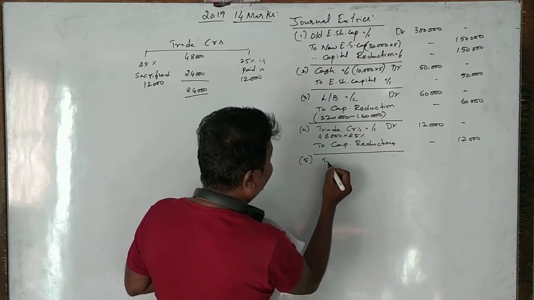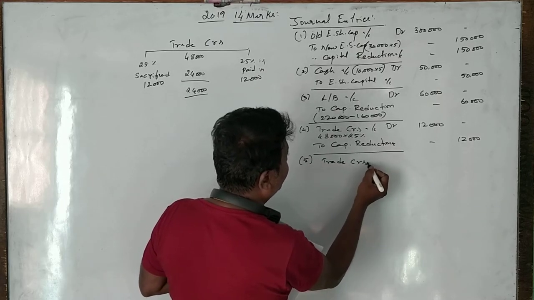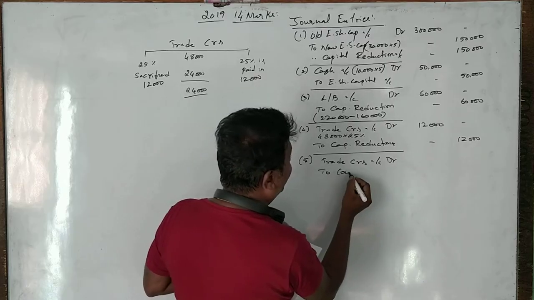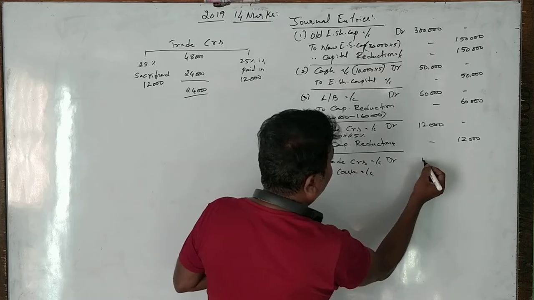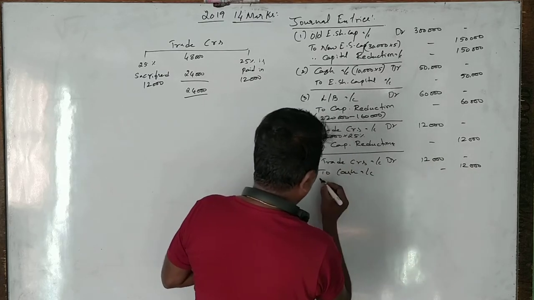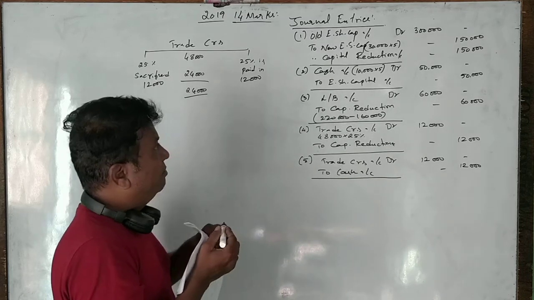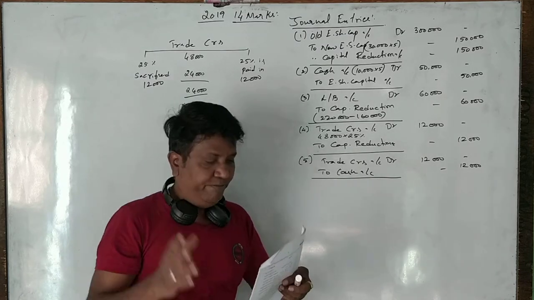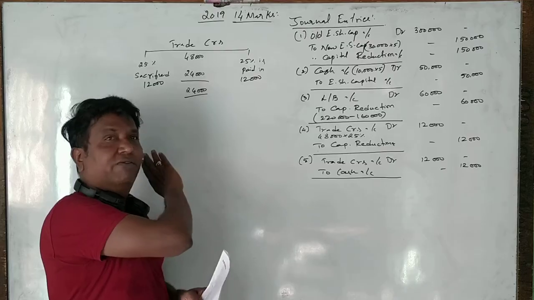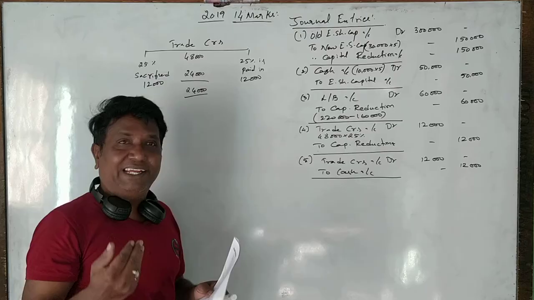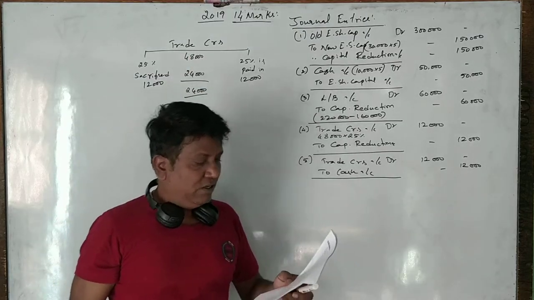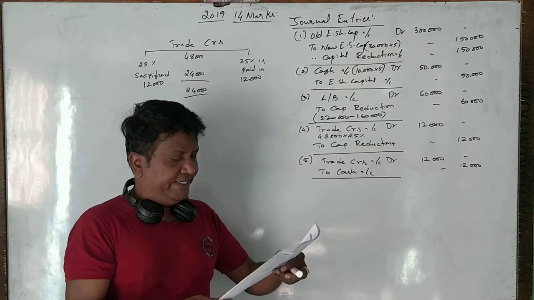So trade creditors account debit to cash account, 12,000. The narration we can pass is: being trade creditors are paid. So there, 25% they give up, 25% is paid in cash, and the remaining 50% will continue in the business. There ends the third adjustment.